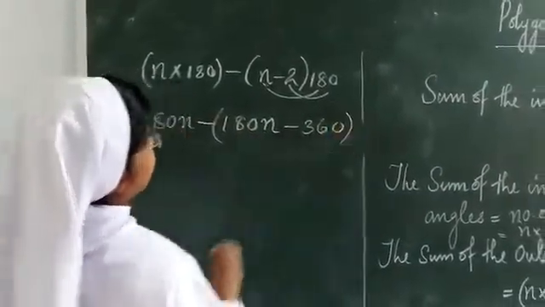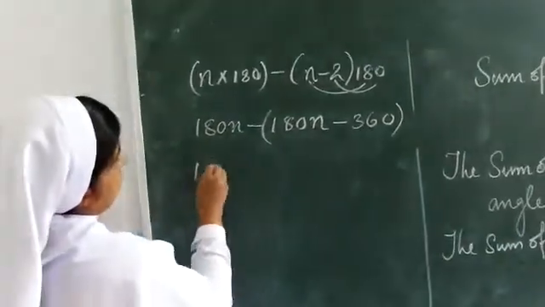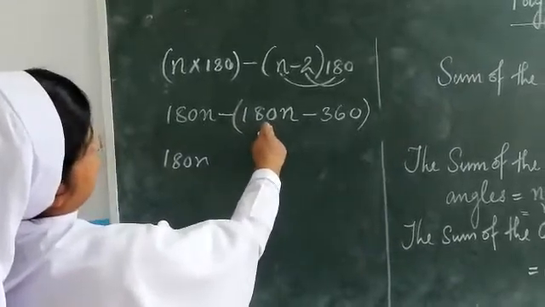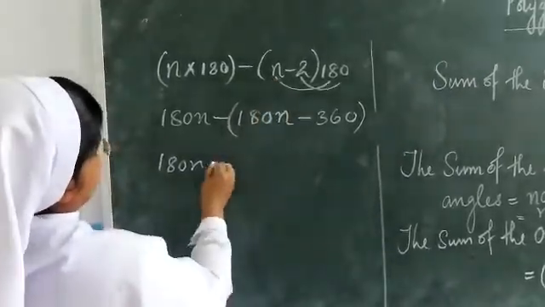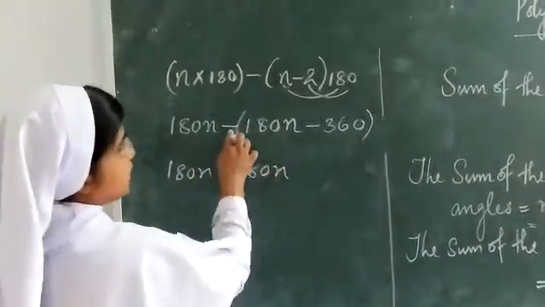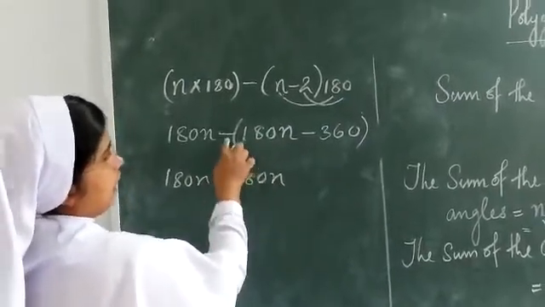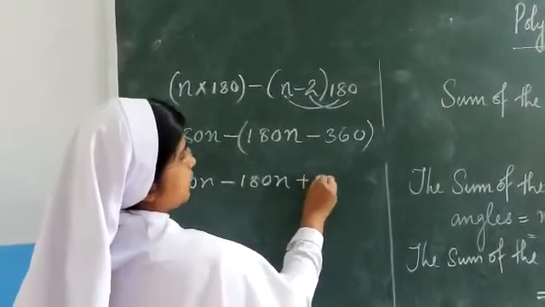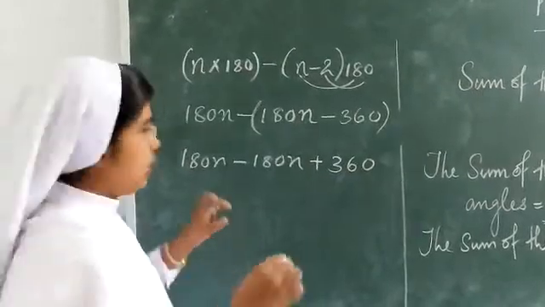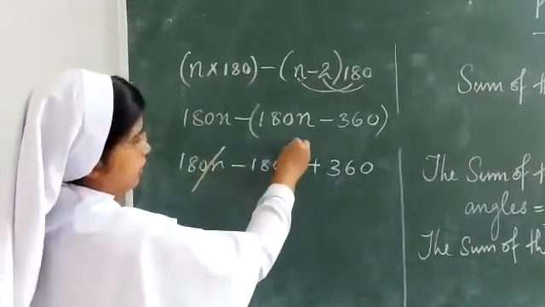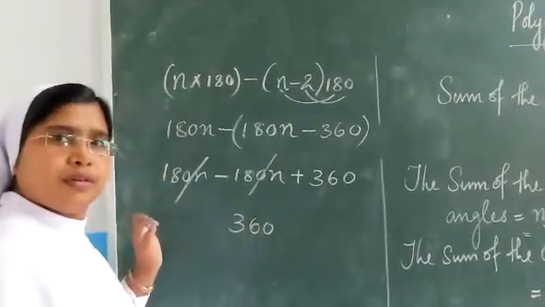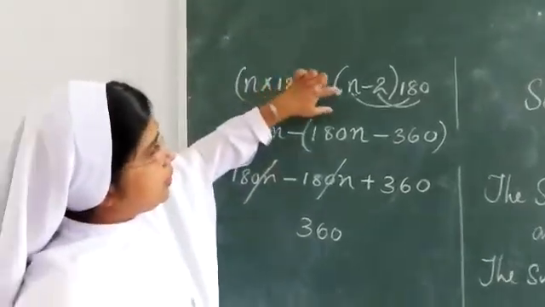There is a bracket here. So now 180n minus 180n, inside is plus, minus into 180n gives minus 180n, and minus into minus gives plus 360. I hope it is clear to you. So this plus 180n and minus 180n will get cancelled. What we have is 360.